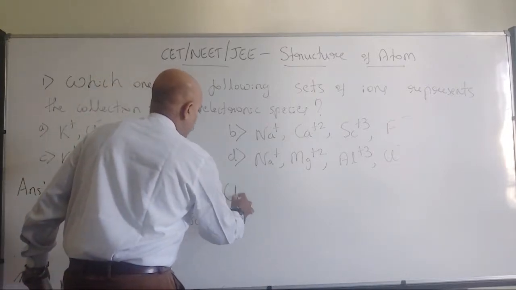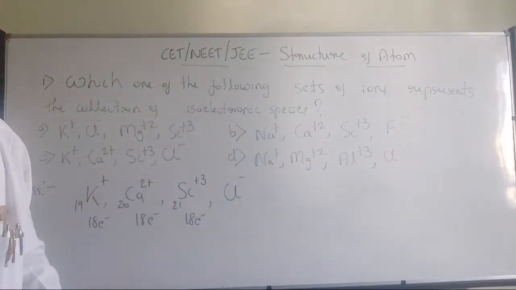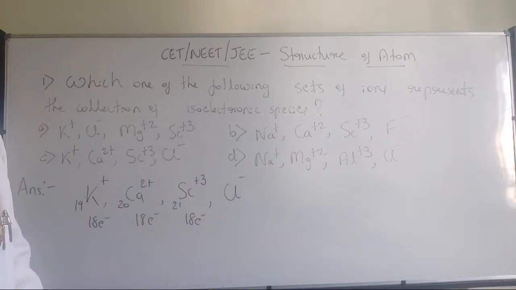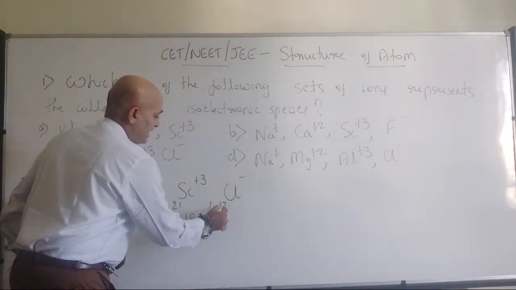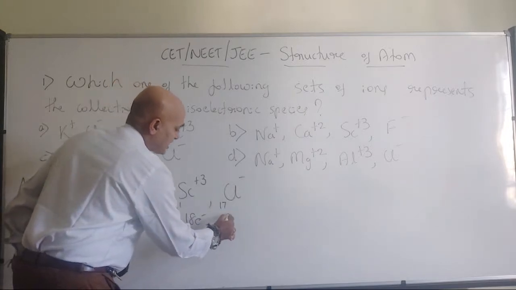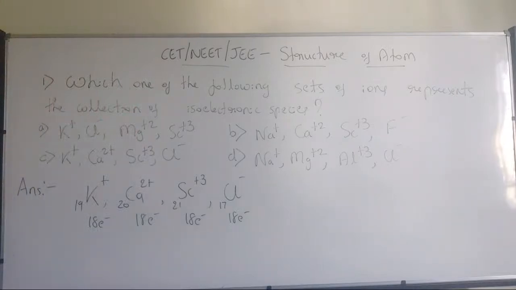So what about chloride? What is the atomic number of chlorine? It should be 17, because this is the answer we know, right? So naturally 17 plus extra electron. So therefore 18 electrons. So that's where we can see all of them, they are having same number of electrons.